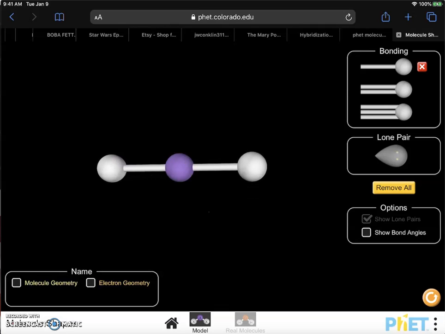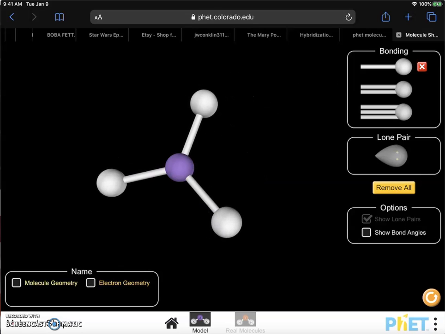Watch what happens when I add another electron domain. Watch what happens to the shape. Right now, the shape is a straight line, but if I add another domain, the shape becomes triangular, and you can see that the two white electron domains shift downward due to the repulsive forces between those domains.